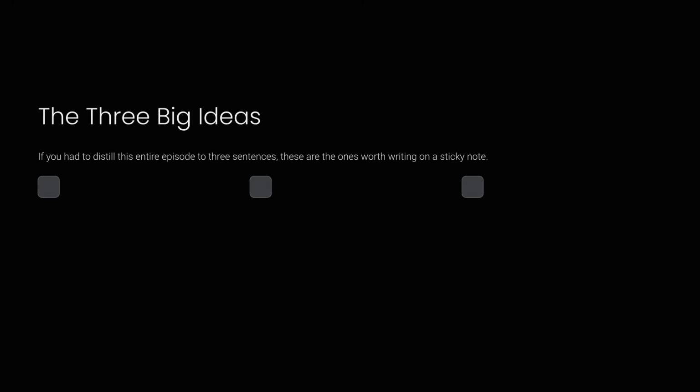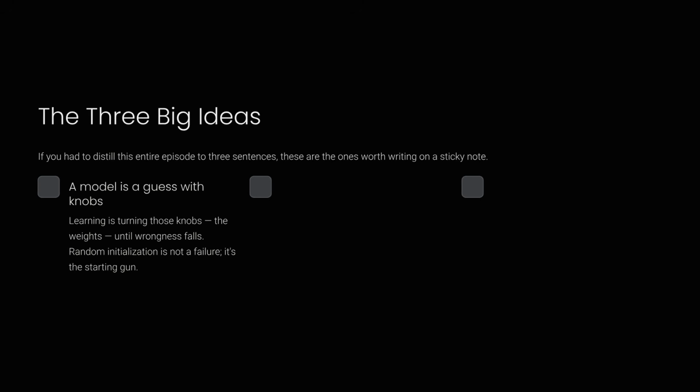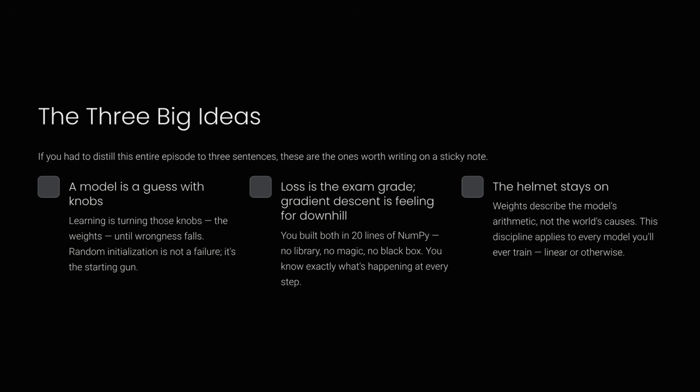If you remember only 3 things, let them be these. Models are guesses with knobs. Learning is just turning those knobs to minimize loss. And always keep your causal reasoning helmet on.